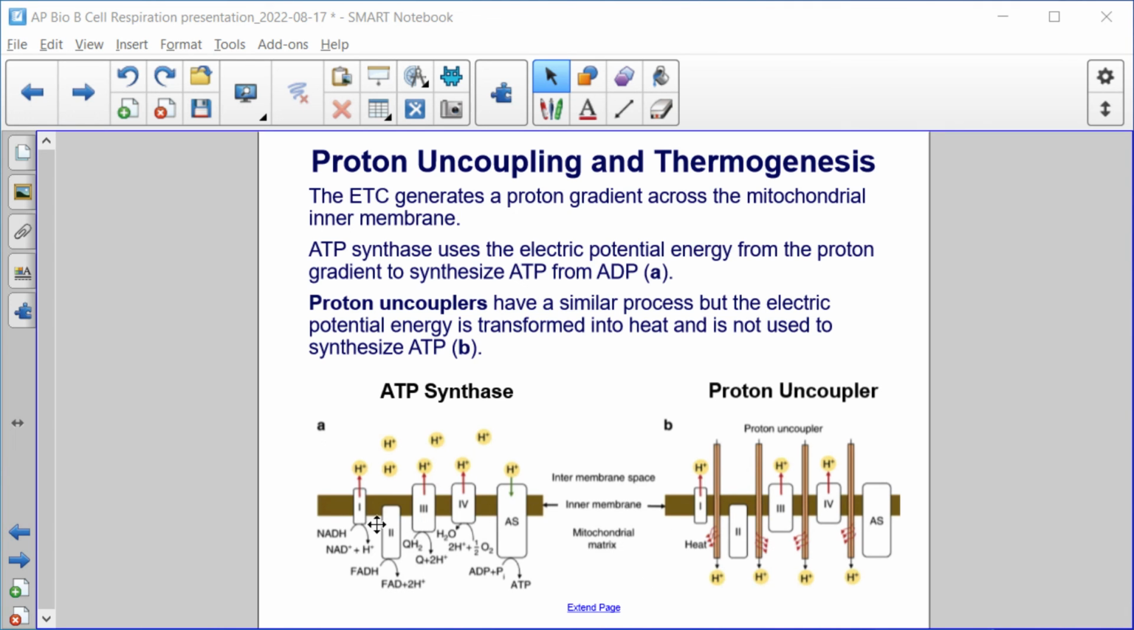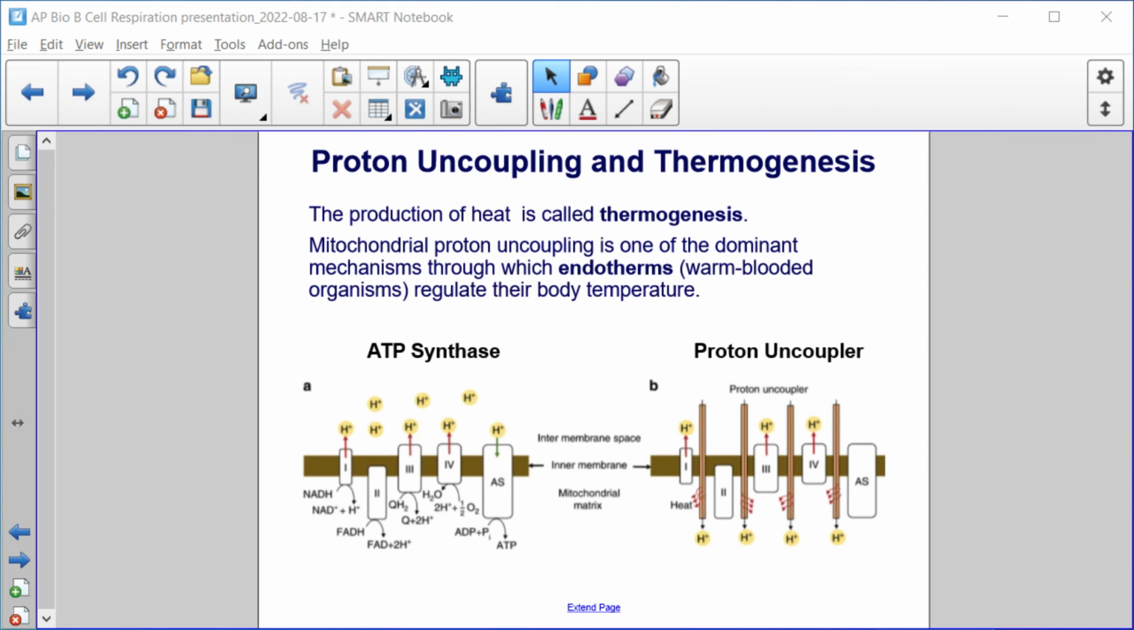So rather than this series of membrane protein complexes and ATP synthase, we have a proton uncoupler that instead converts the electric potential energy to heat. The production of heat is called thermogenesis. Mitochondrial proton uncoupling is one of the dominant mechanisms through which endotherms, or warm-blooded organisms, regulate their body temperature.